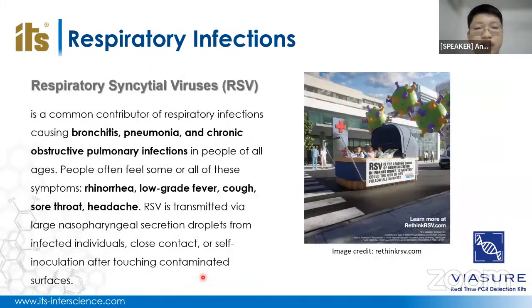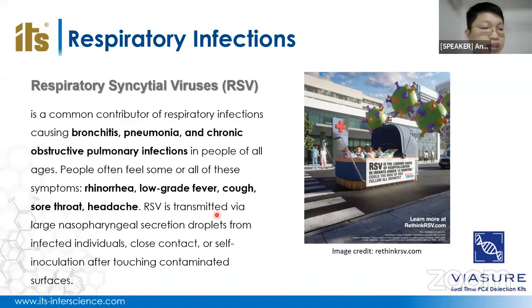Then we also have RSV, very common in overseas countries. For newborn babies, first of all, they need to be tested for RSV. It's very common there, and it can cause bronchitis and pneumonia in severe cases. So they have similar symptoms to flu also: cough, sore throat, headache.